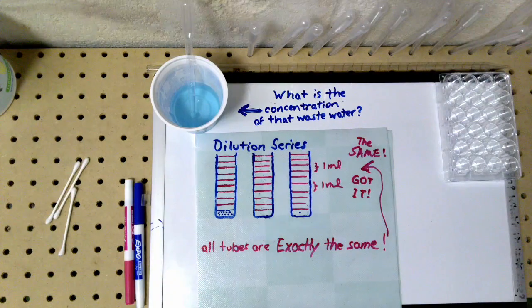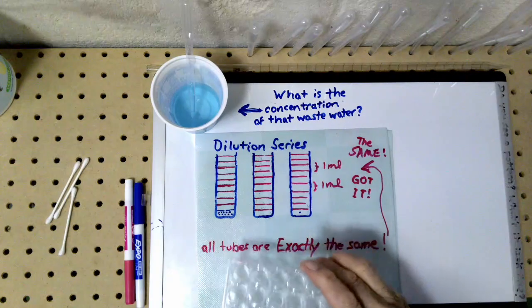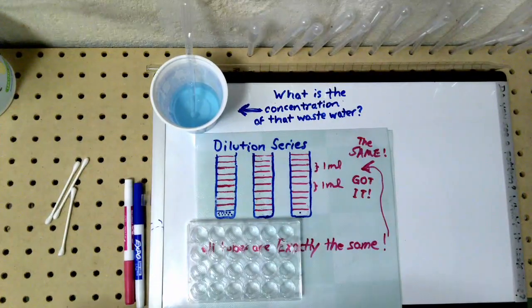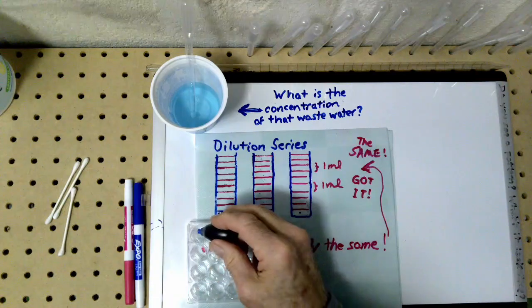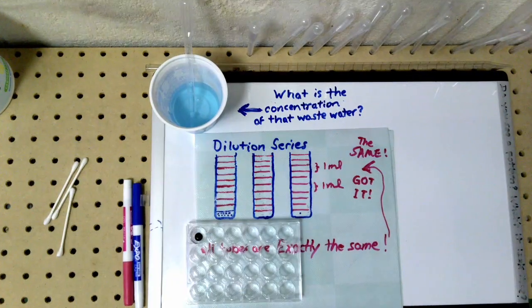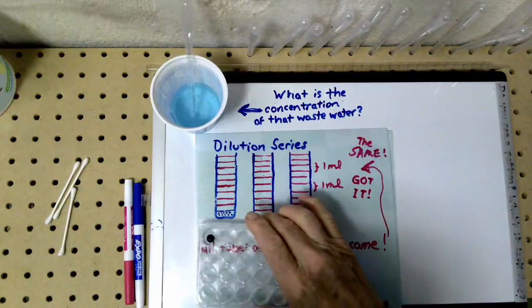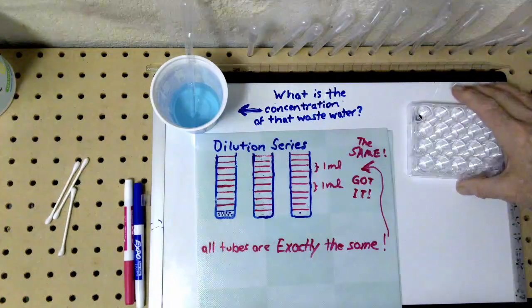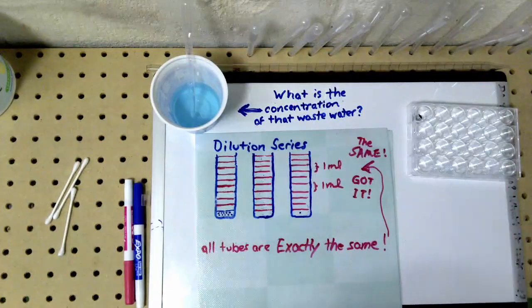Already in this video, I'm going to show you what a dilution series is. I'm going to be using one of these well plates. I'm going to put a drop of food coloring right here in that well. These wells are sort of like test tubes, except shallow. So there's that, just one drop there.